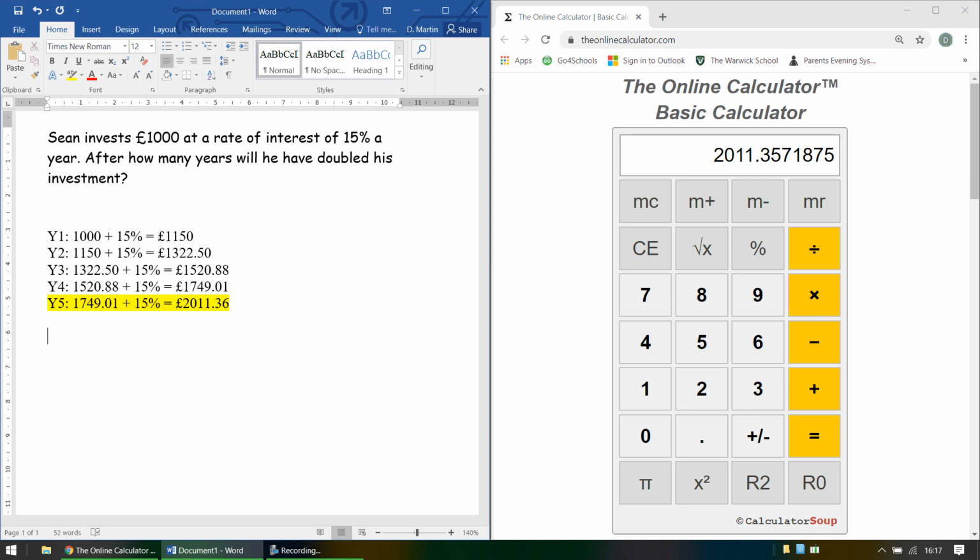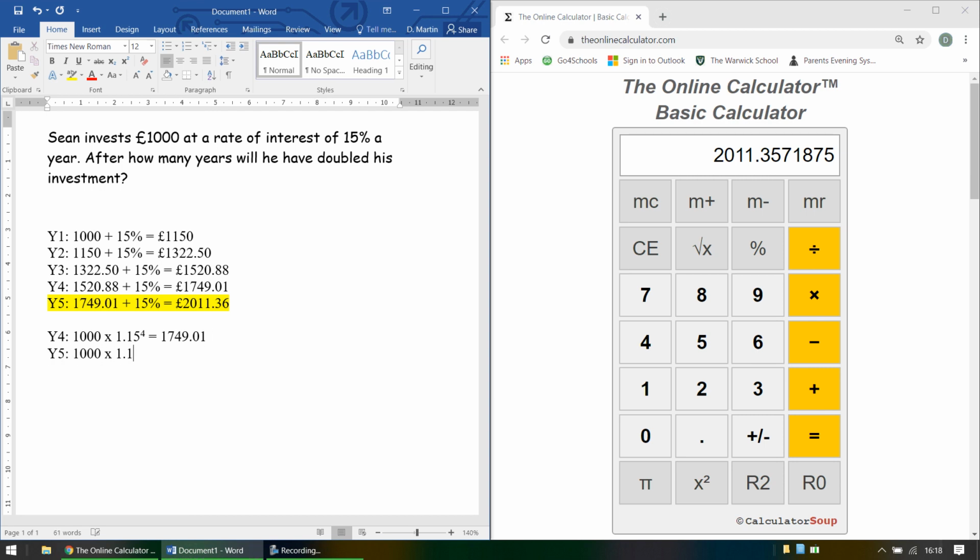Now I've used the method of going through and showing each year. You could, if you wanted to, go with a bit more trial and error on it, say, okay, I think it might be around 4 years or so. So maybe you go year four and you do 1,000 and you multiply it by 1.15 to the power of 4 for 4 years. I can't do that on my calculator because I've got a basic one up on the screen there, but I can work that out. I get an answer of 1,749.01.